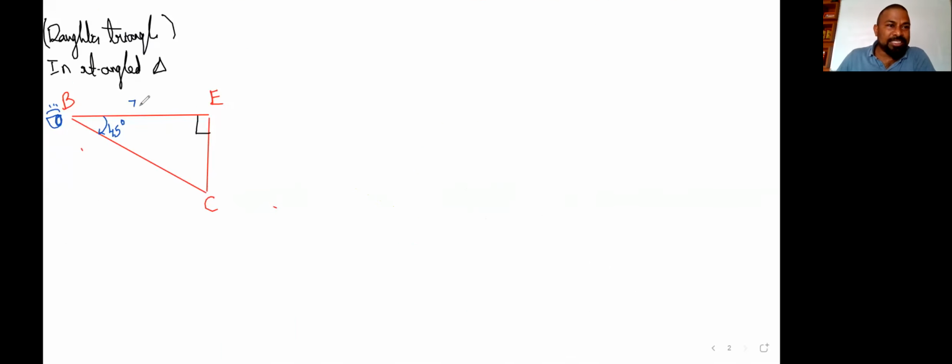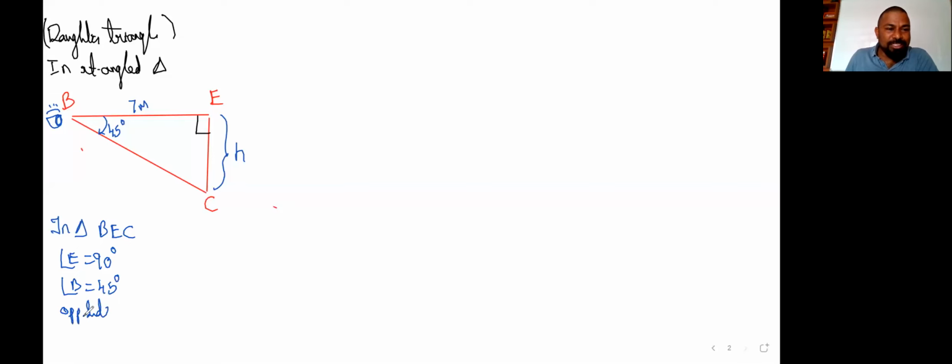Yeah, so here it is 7 meters, and here I'm calling it H. From the lower triangle, I like to pick this one. Now let's go for this one. In triangle BEC, angle E is equal to 90 degrees, and angle B is equal to 45 degrees. Which is the opposite side? The opposite side is H, and the adjacent side is 7 meters.